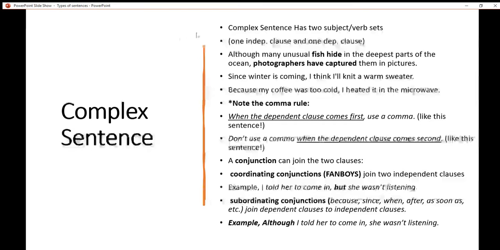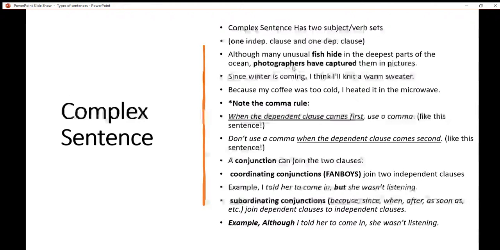Complex sentences. Complex sentences have 2 subject and verb sets, and they have 1 independent clause and 1 dependent clause. Although many unusual fish hide in the deepest parts of the ocean, photographers have captured them in pictures. So we know 2 subjects, fish and photographers, and verbs, hide and have captured. They have 1 independent and 1 dependent clause. Although many unusual fish hide in the deepest parts of the ocean is a dependent clause, and photographers have captured them in pictures is the independent clause.